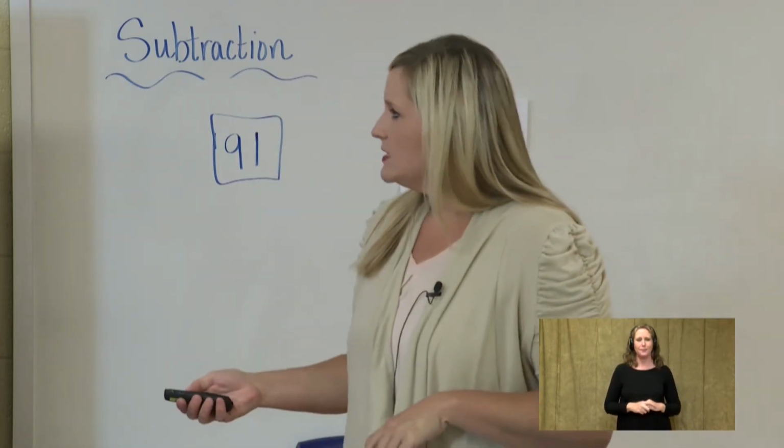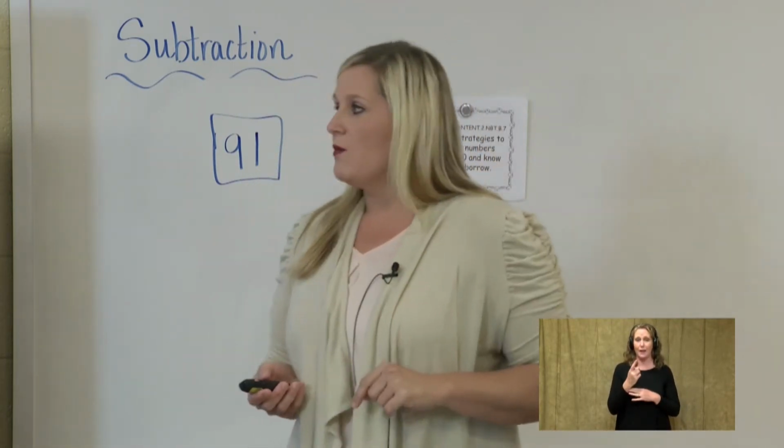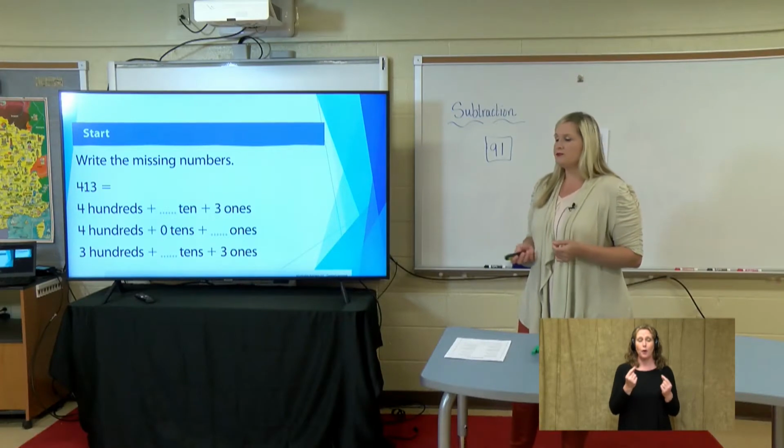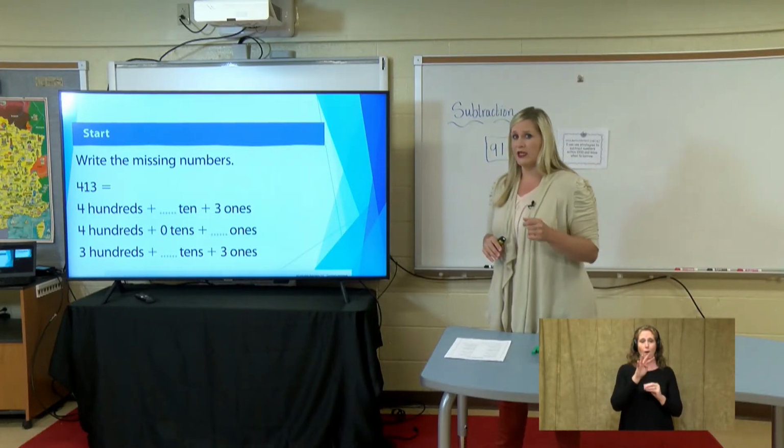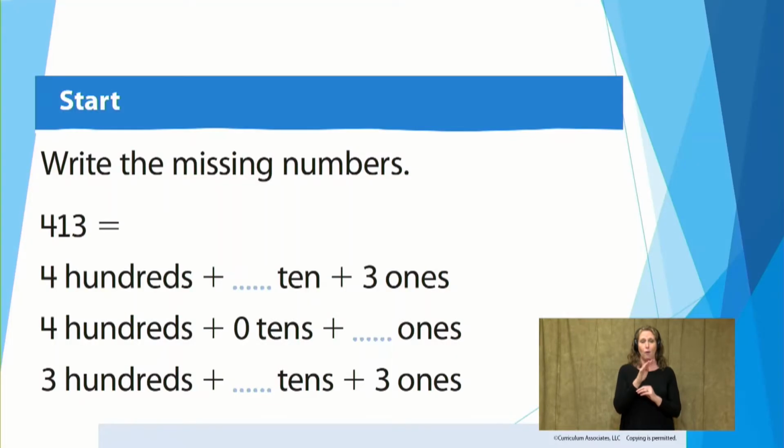All right, so today we're going to start out with writing the missing numbers. So if we look right here, we have the number 413. Let's think about how many hundreds, tens, and ones we have in the number 413. Let's see what's missing. So we have 4 hundreds, blank 10, and 3 ones. What is missing from that tens place? That's right, there is 1 10.